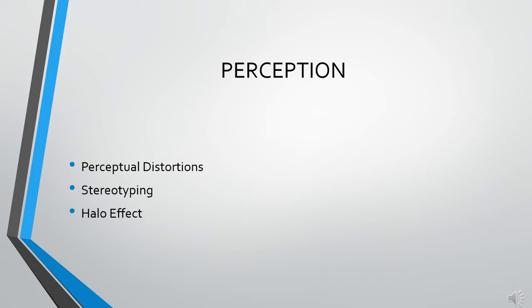Stereotyping refers to the tendency to assign an individual to a group or broad category and then attribute generalizations about the group to the individual. The halo effect occurs when a perceiver develops an overall impression of a person or situation based on one characteristic, either favorable or unfavorable.